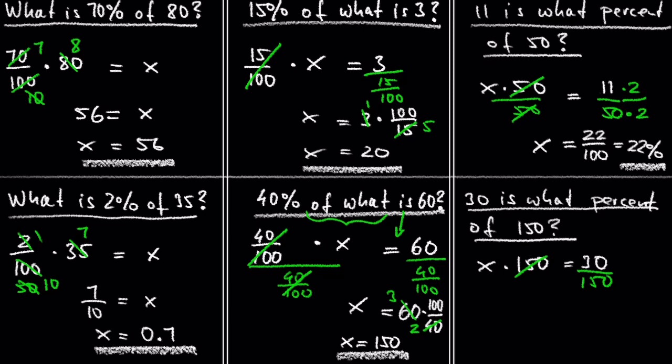150 times 2 is 300. And 30 times 2 is 60. 300 divided by 3 is 100. And 60 divided by 3 is 20. So we get 20 over 100, which is 20%.